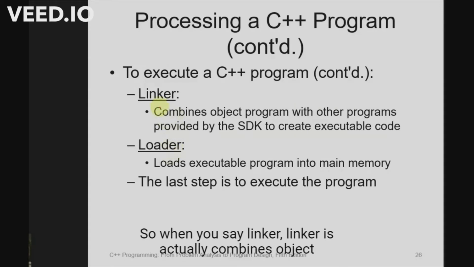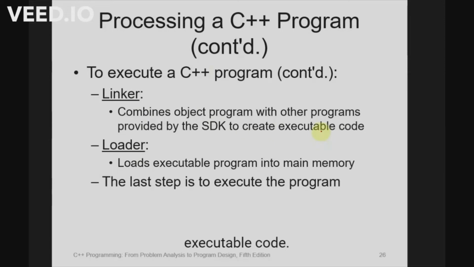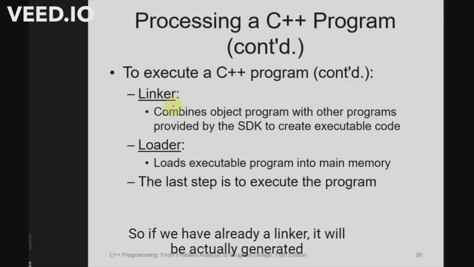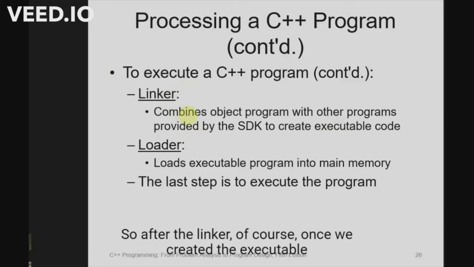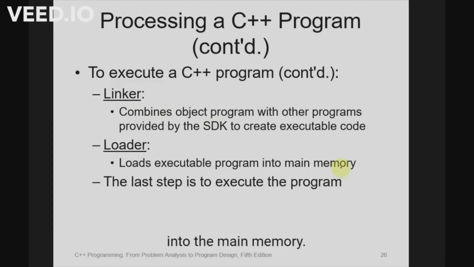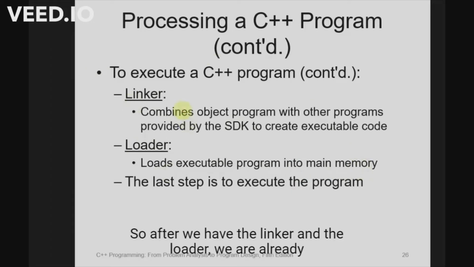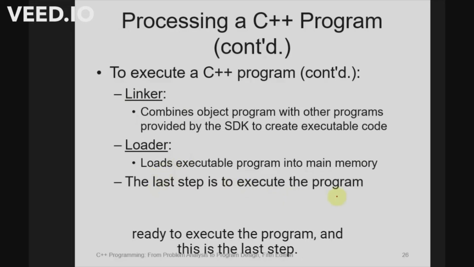Now, we also have a linker and a loader. The linker combines the object program with other programs provided by the SDK to create executable code. So once we have the linker, an executable file or .exe is generated. After the linker, once we have created the executable code, we also need a loader. A loader loads executable programs into the main memory. So after we have the linker and the loader, we are ready to execute the program, and this is the last step.